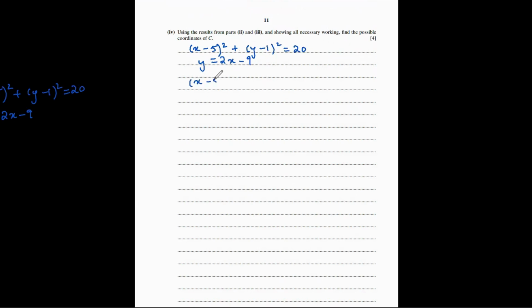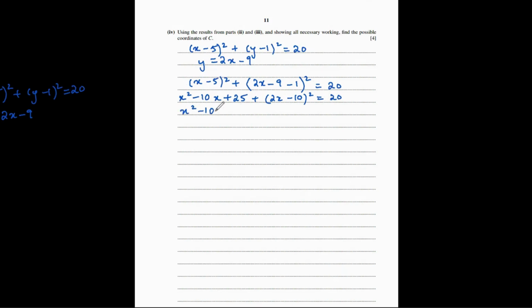So (x minus 5) squared plus (2x minus 9 minus 1) squared equals 20. If we expand this, that's going to be x squared minus 10x plus 25 plus (2x minus 10) squared equals 20.